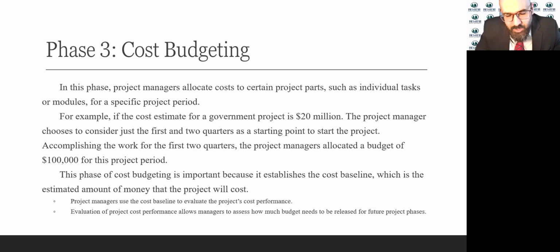However, once you implemented that task, did you spend that much money, or did you exceed it, or did you not use all of your money? This is where we use the cost baseline as a way to evaluate project cost performance. Evaluating project cost performance will allow managers to assess how much budget needs to be released for future phases. So once you evaluate your performance, you say, okay, here's what I need for the next phases, and it will help you go to your managers and assess the future needs of money.